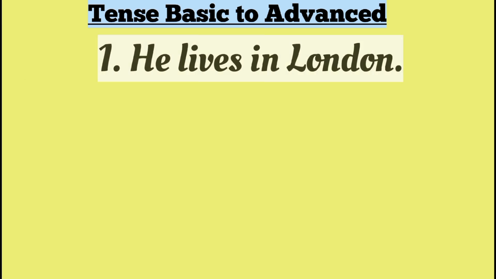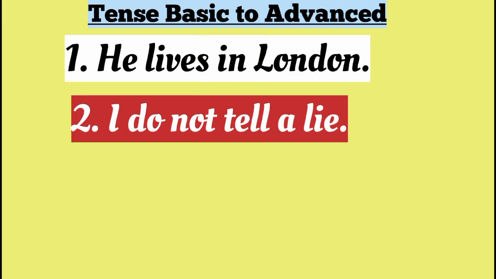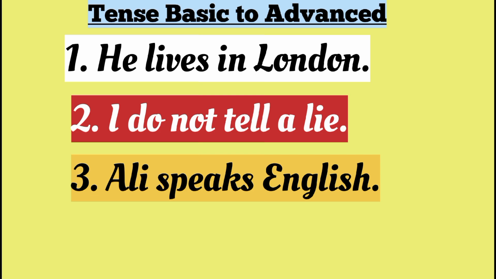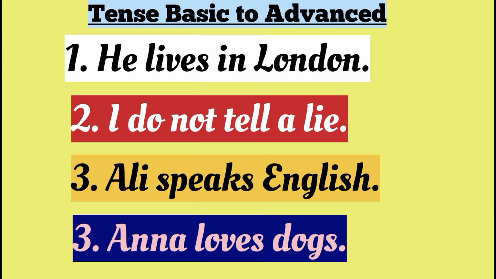Third example, we use the simple present to talk about permanent or long-term situations. For example, he lives in London. I do not tell a lie. Ali speaks English. Anna loves dogs.